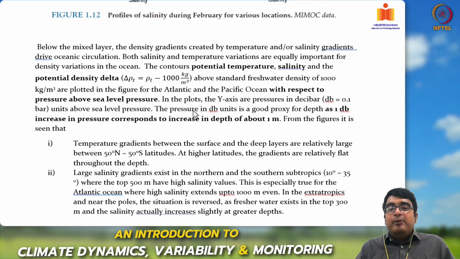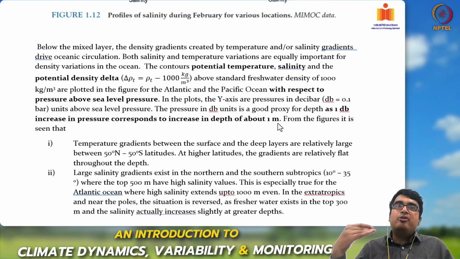Now, why are we plotting using pressure in decibar instead of depth? Actually, pressure in decibar is a good proxy for depth, as 1 decibar increase in pressure corresponds to an increase in depth of about 1 meter. So, there is a reasonable correspondence between the increase in pressure with depth and the actual depth of the ocean from the sea level. So, if a location has 100 decibar pressure above 1 bar, then that location is 100 meters below the sea level.